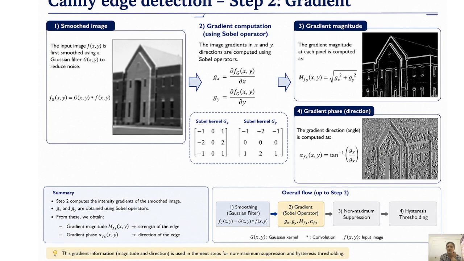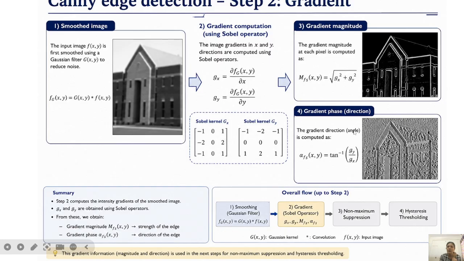Like in the previous edge detection methods we studied, we have to find the gradient magnitude and the phase. The magnitude is given by M_fs(x,y), the magnitude we are considering here, which is the square root of gx squared plus gy squared. In this figure you can see the horizontal, vertical and diagonal axes. So that is the gradient magnitude.